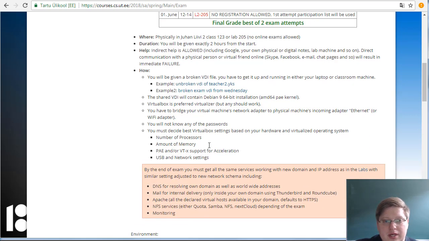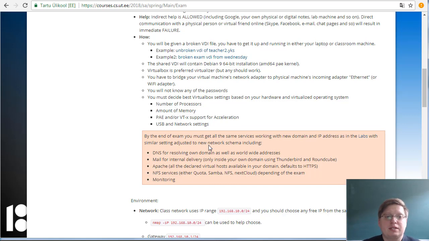How is the exam built up? The exam is basically disaster recovery scenario. We will try to prepare you for the scenario where in the real world some system would fail eventually and you have limited time to get it back and running.